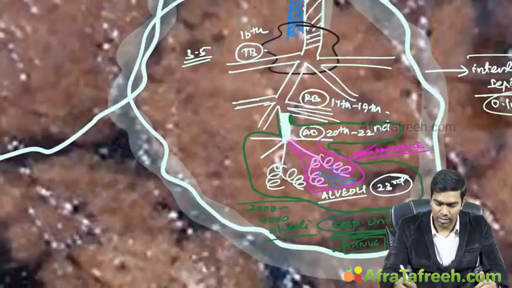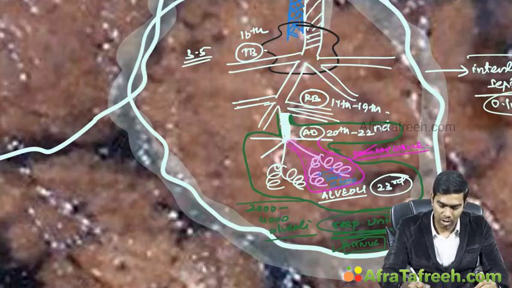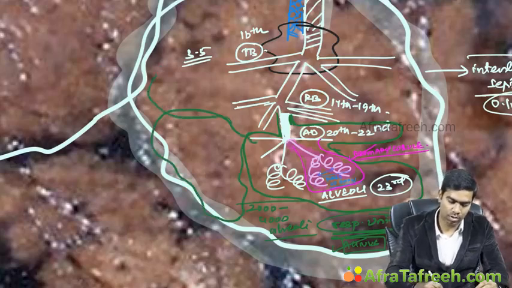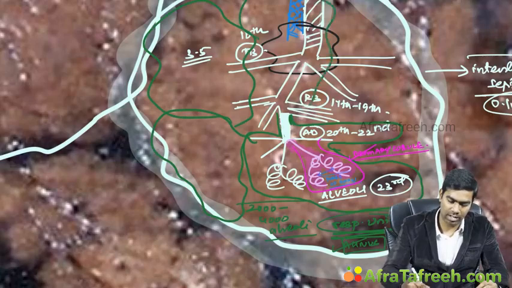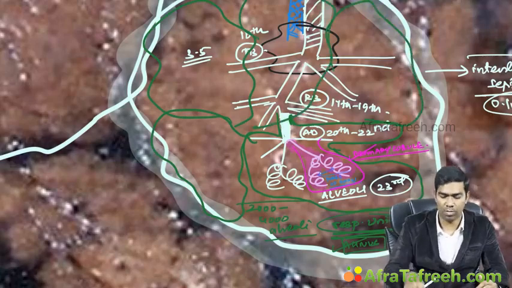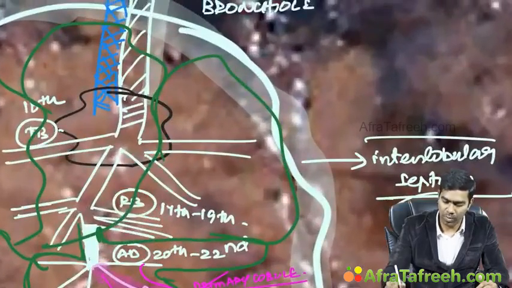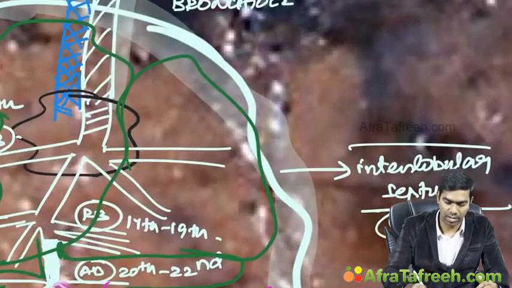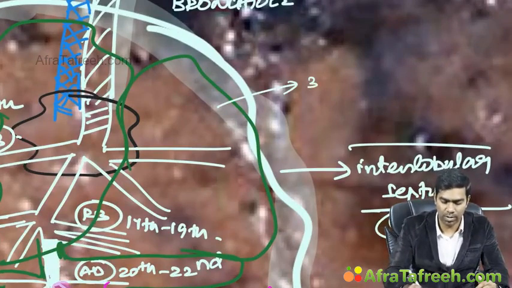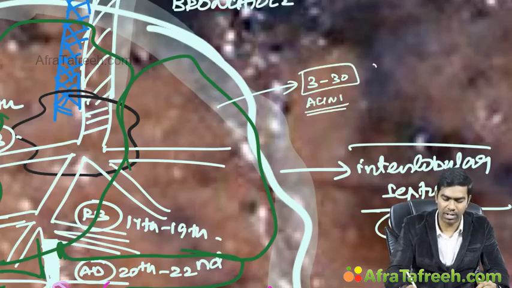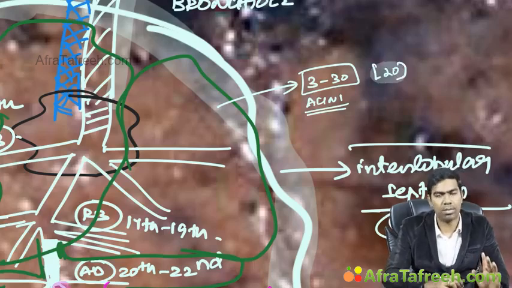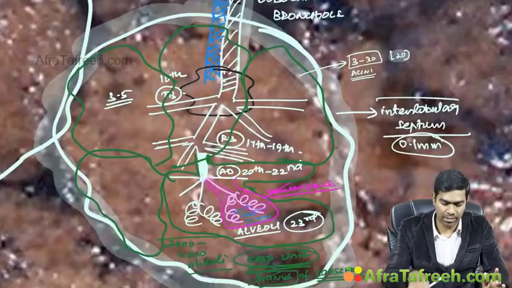So like this, you are going to have a lot of alveoli and a lot of acini in the entire secondary pulmonary lobule. If they ask how many acini you have in a secondary pulmonary lobule, it is approximately 3 to 30 acini, a varying range. On average, a single secondary pulmonary lobule has about 20 acini.